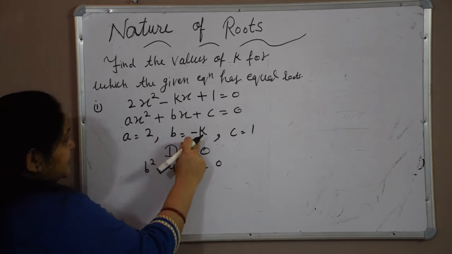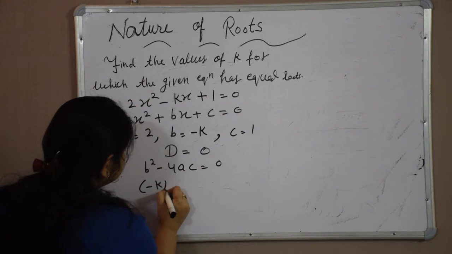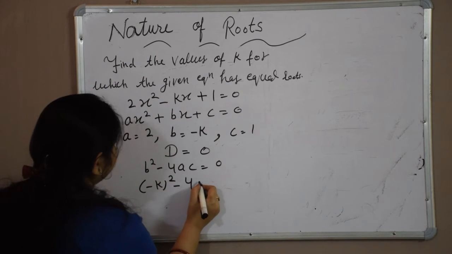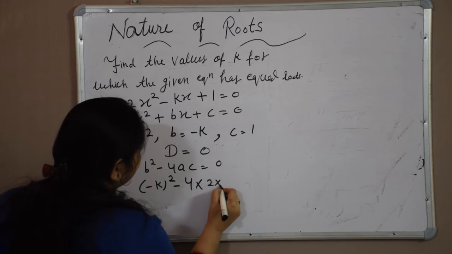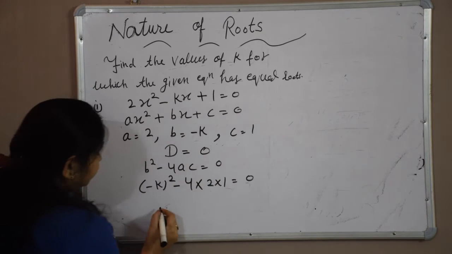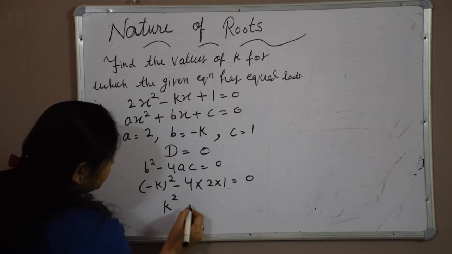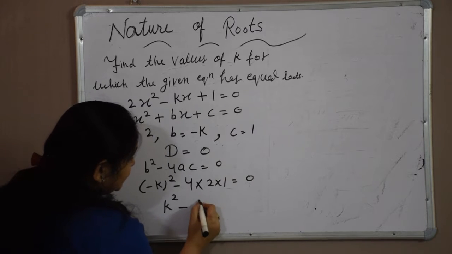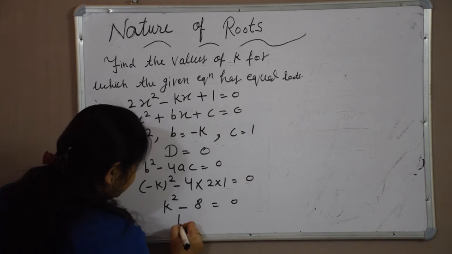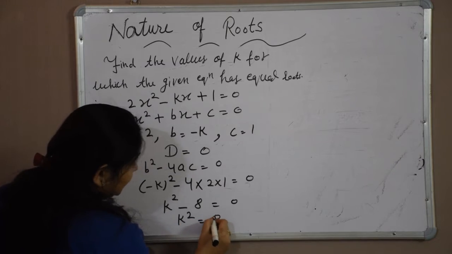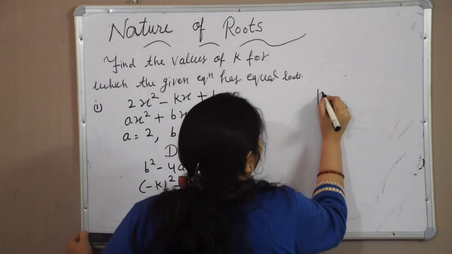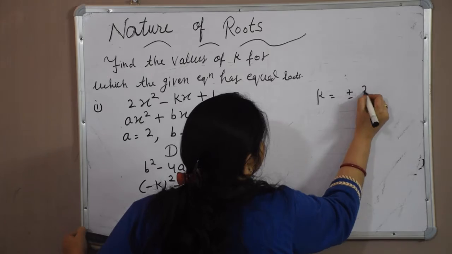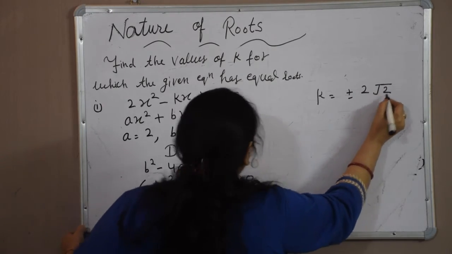And what is our b square? It will become minus k square minus 4ac, 4 into 2 into 1 equal to 0. It becomes k square minus 4 twos are 8 equal to 0. Therefore, k square is equal to 8, and we will find two values of k. k is equal to plus minus 2 under root 2.